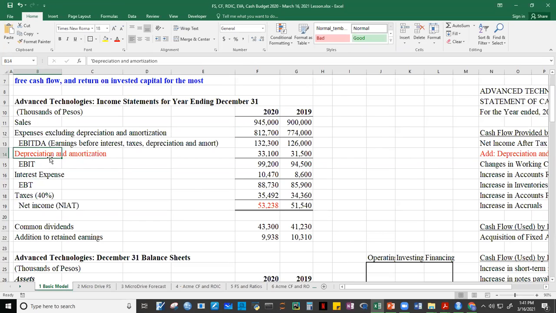So yung depreciation at amortization, pareho yung concept nila. Only yung depreciation, ang ina-amortize natin yung fixed assets, si amortization usually yung intangible assets. Alright, so if we subtract depreciation and amortization, we have now EBIT, no? So subtract natin to 99,200. And then we subtract the interest expense, kasi tax deductible tong interest expense, no? 10,470. So what will now be left is your EBT, earnings before tax, 88,730.